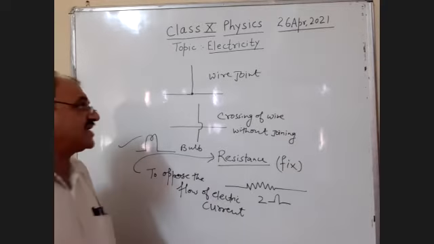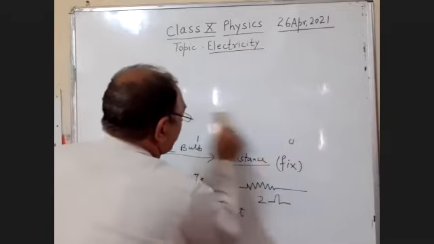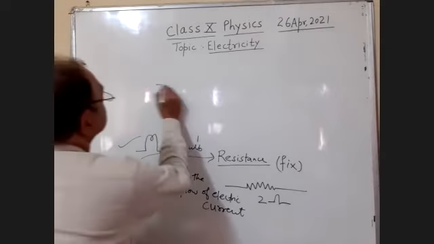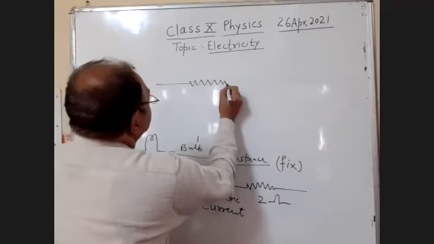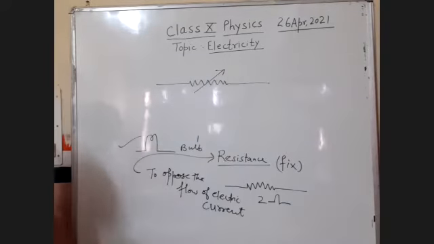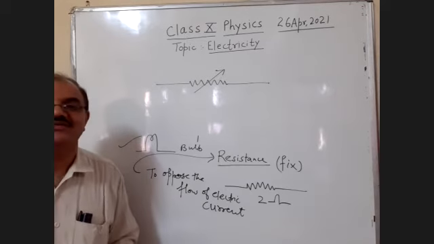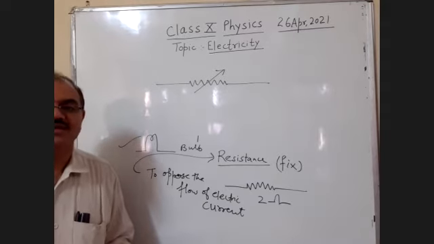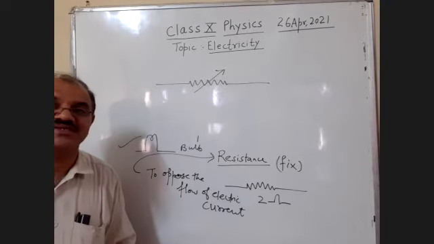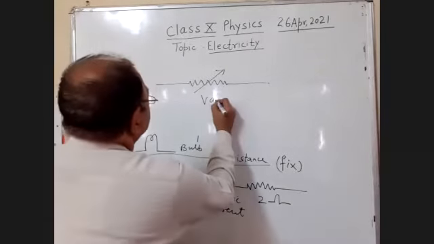So now I draw the symbol of variable resistance. Variable resistance, students. Same way, this is a resistance. Here I put one arrow. It is a variable resistance, which means the value can be changed. This is called variable resistance. And another name of variable resistance is the rheostat.